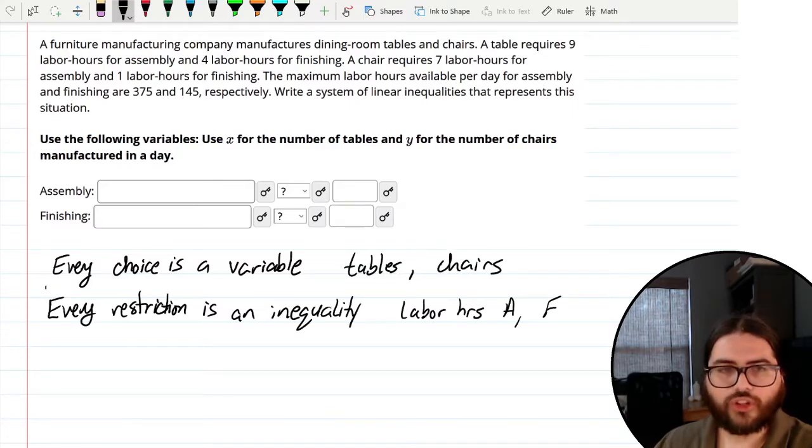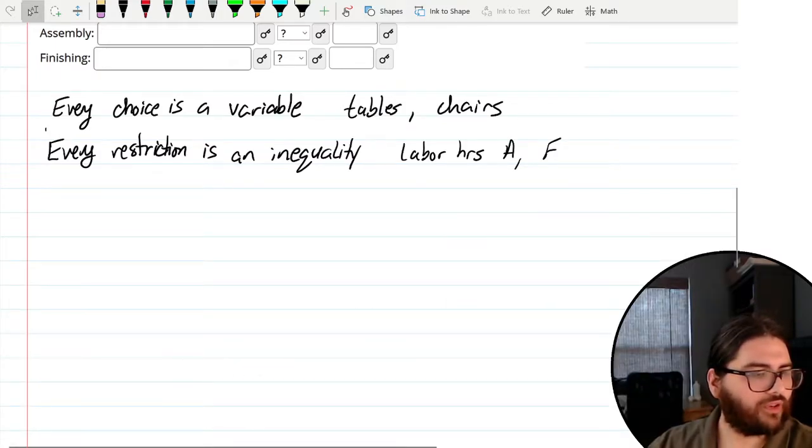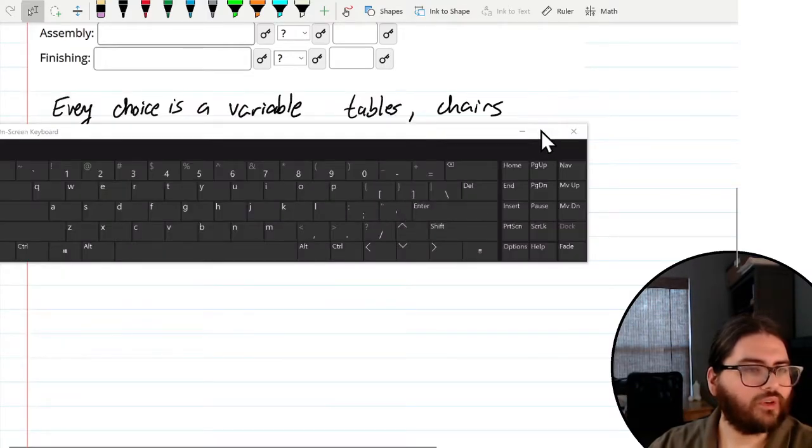So it looks like those things will be variables, and labor hours, those things will be restrictions. Oops, excuse me. I said before that if I pull up my on-screen keyboard, it doesn't do that anymore.